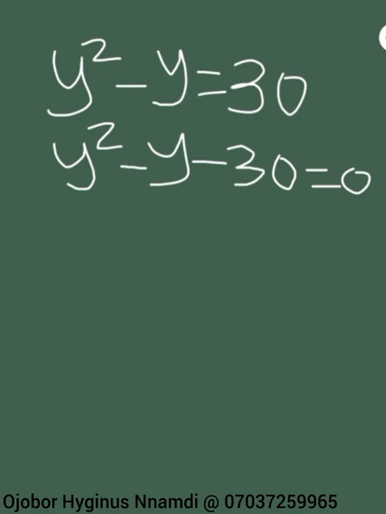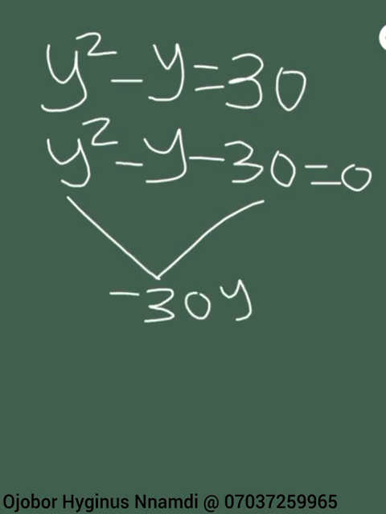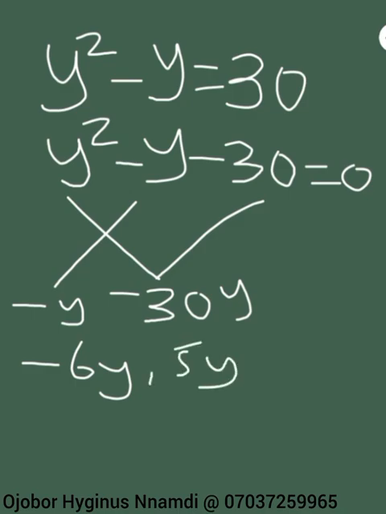Okay, then we look for two factors whose product is minus 30y squared and whose sum will give us minus y. And these two numbers we can get here are minus 6y and 5y. Because if you add minus 6y to 5y, you will get minus y. And when you multiply minus 6y by 5y, you get minus 30y squared.